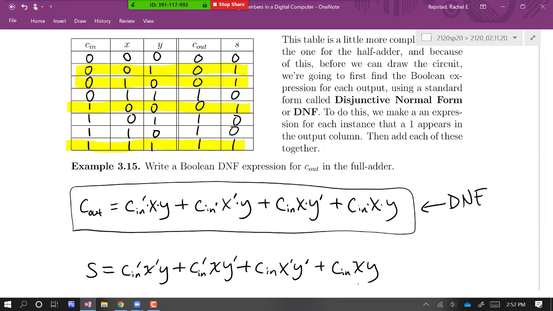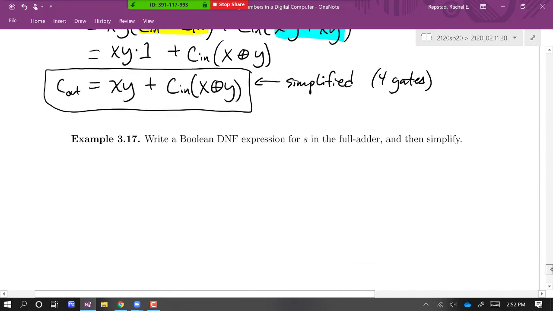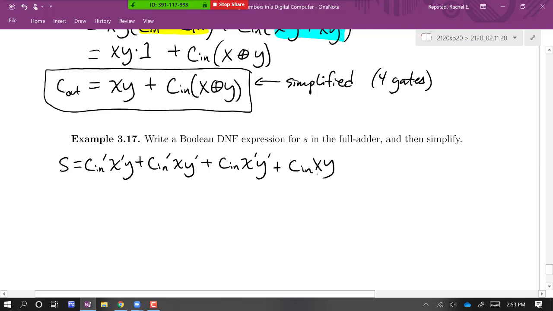Don't want to draw it. Let's get a simplified expression. Let's use our Boolean algebra properties to simplify this, and then we'll start working on the circuit. Okay. So again, I'm just going to copy this part over. So I got my Cn naught x naught y plus Cn naught x y naught plus Cn x naught y naught plus Cn x y.